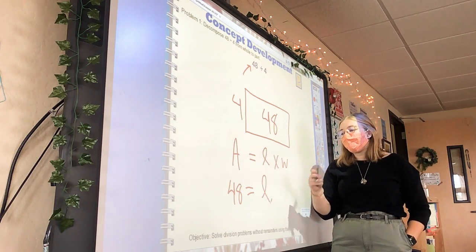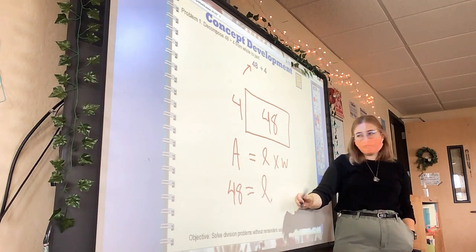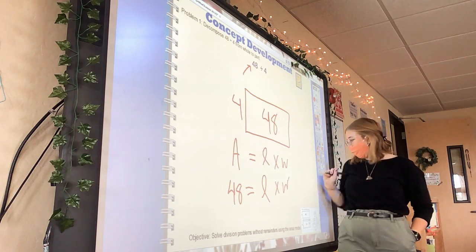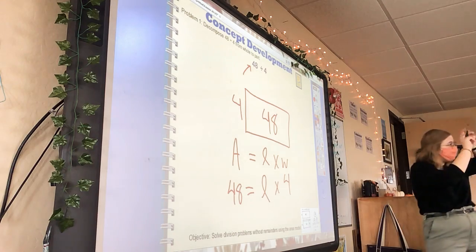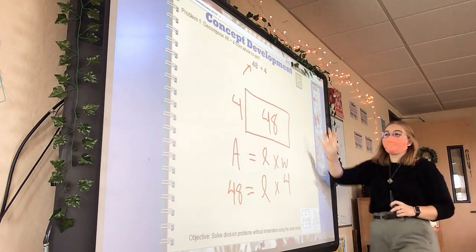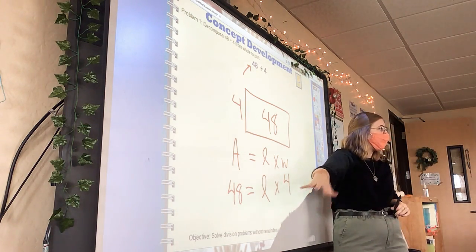Okay. So I have my area, I don't have the length, but I have the width. Okay. So it's called plugging in, right? So we take what we know and we put it into the formula. So I have the area and I have the width.